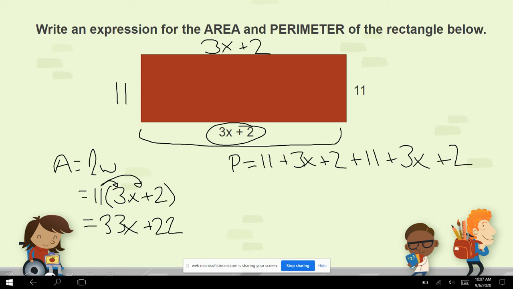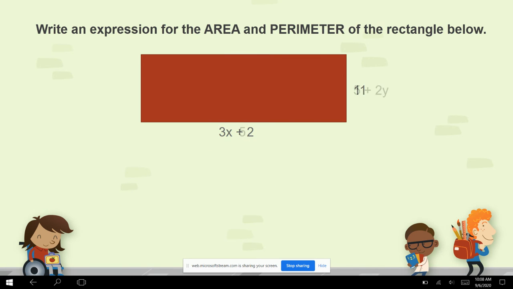And now we have an expression in which we can combine our like terms. So our 3x plus our 3x gives us 6x. 11 plus 2 plus 11 plus 2 is going to give us 26, because 11 plus 2 is 13, plus another 11 is 24, plus 2 is 26. And our expression for the perimeter is 6x plus 26. And that's it. That's all you have to do. The key thing is remember when you're multiplying to find area to put that side in parentheses. So why don't you pause the video and try this problem, and when you're ready, we can talk about it.